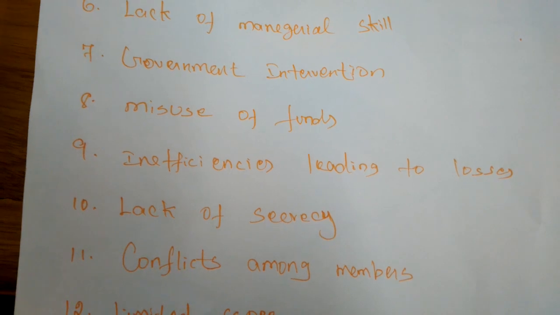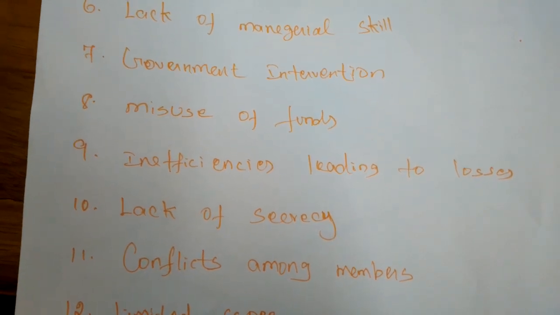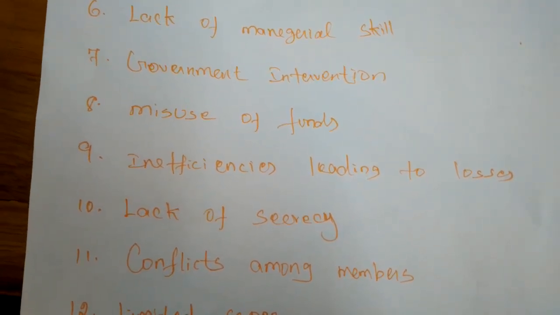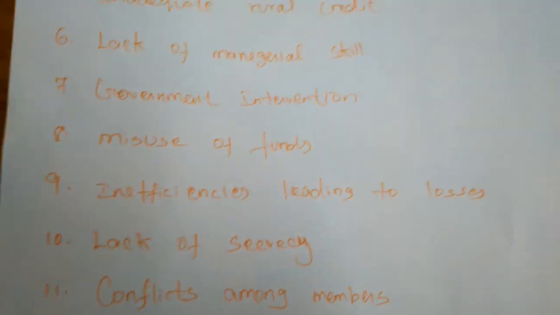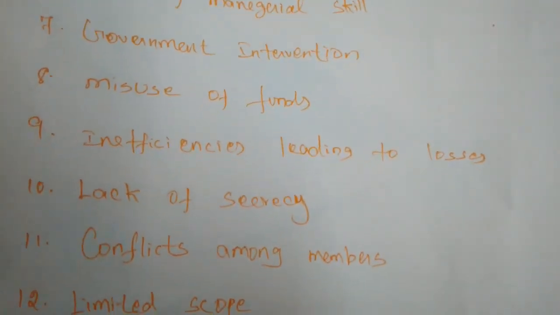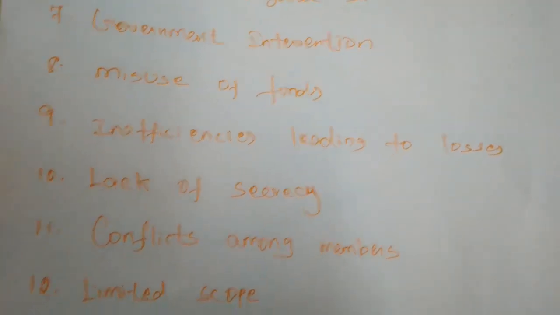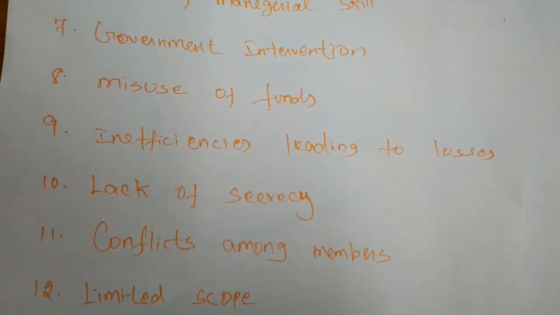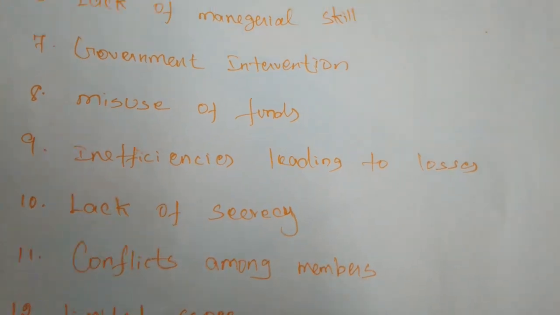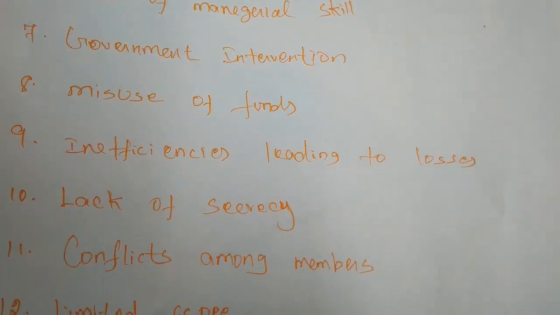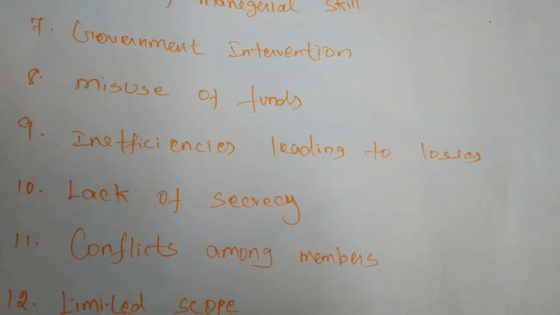Many cooperative societies have faced financial trouble and closed down because of corruption and misuse of funds. Normally, 10 or 20 years ago, many cooperative organizations were there. But due to corruption and misuse of funds, many cooperative organizations were closed down.